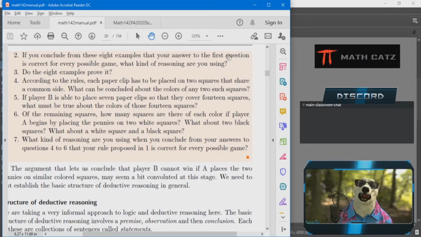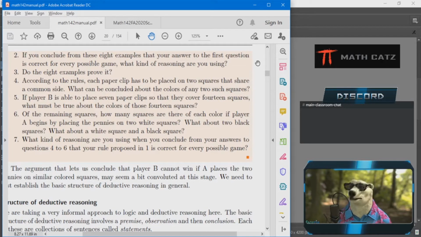See, it's a question mark. So this is a question to you. What kind of reasoning would I be using if I make any sort of conclusion from the above 8 examples? Inductive? That would be inductive reasoning, because I am just using a limited set of examples, whatever they are.